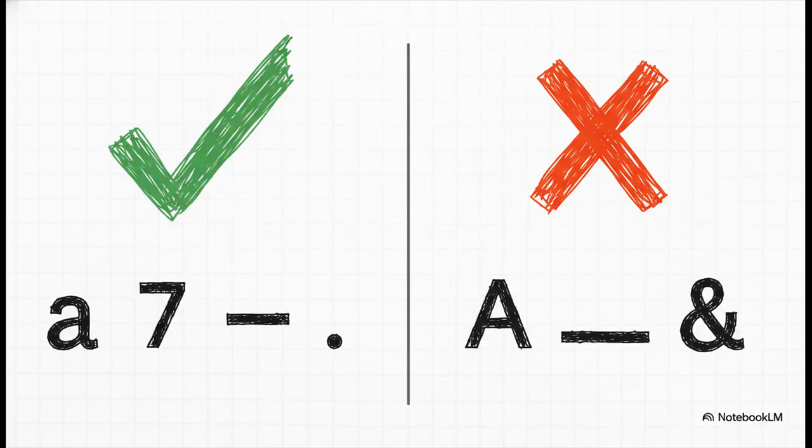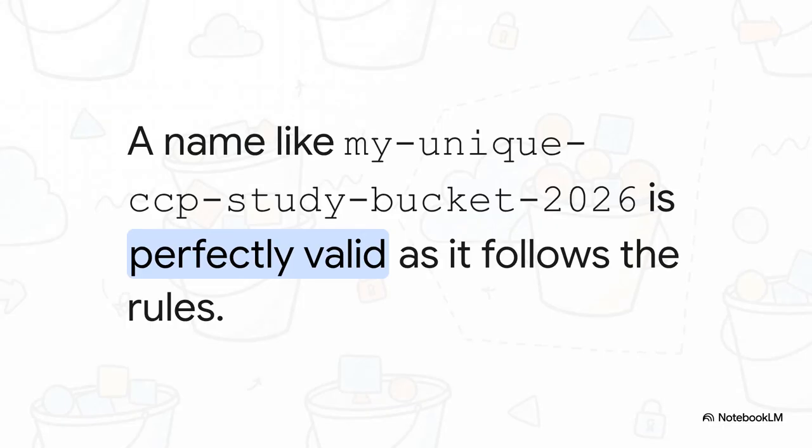And since those bucket names have to be unique across the entire planet and work in URLs, there are some pretty strict naming rules. The big rule to remember for your exam is this: lowercase letters, numbers, hyphens, and periods. That's it. No capital letters, no underscores, nothing fancy. So, for example, a name like my-unique-ccp-study-bucket-2026, that's perfect. It follows all the rules, lowercase, numbers, hyphens, and it's probably specific enough that nobody else has taken it.